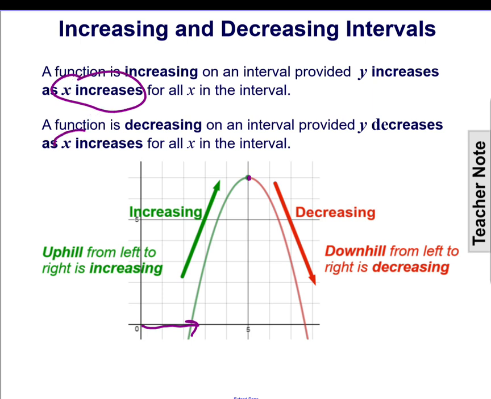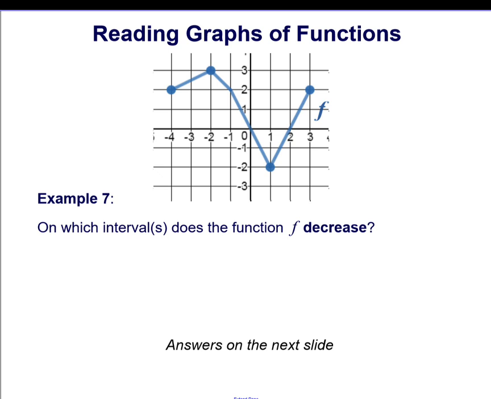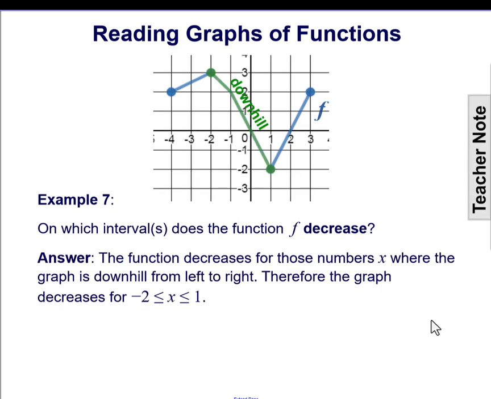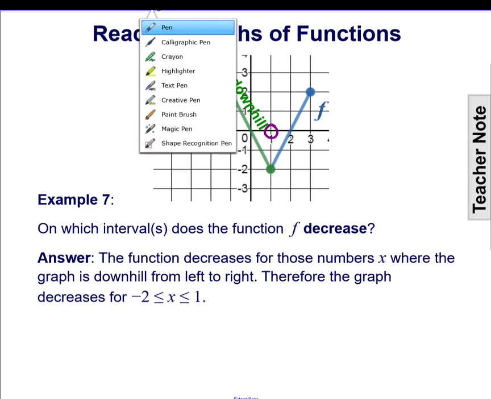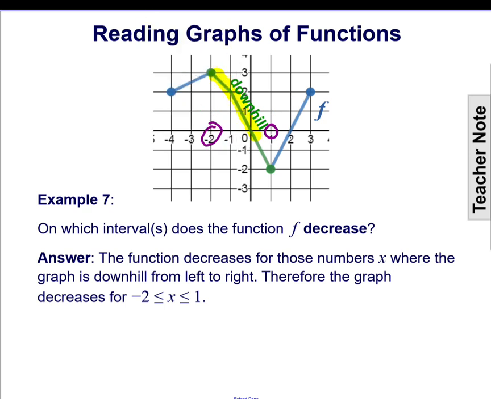We always measure whether or not a function is increasing or decreasing based on the y values. X will always be increasing as we measure that. Example 7. On which interval or intervals does the function f decrease? The answer is the function decreases for those numbers x where the graph is downhill from left to right. Therefore, the graph decreases for negative 2 less than or equal to x, which is less than or equal to 1. So if we look at the x values from negative 2 to 1, we notice that in this range here, this graph is going downhill.